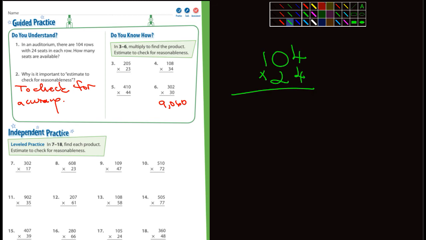So 4 times 4 is 16. Put down the 6, carry the 1. 4 times 0 is 0, but then plus 1. Because of that 1, we carry it over. And so that would be 1. And then 4 times 1 is 4.